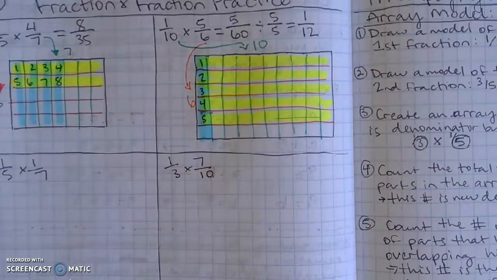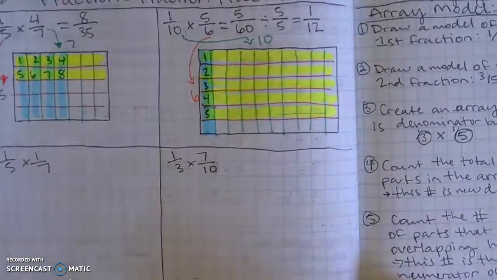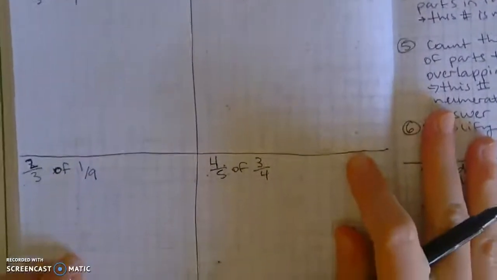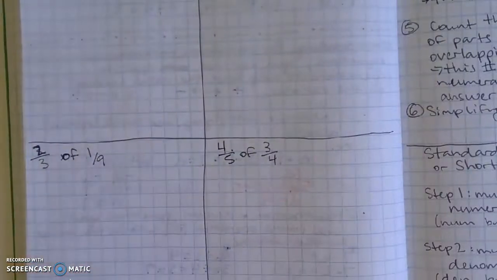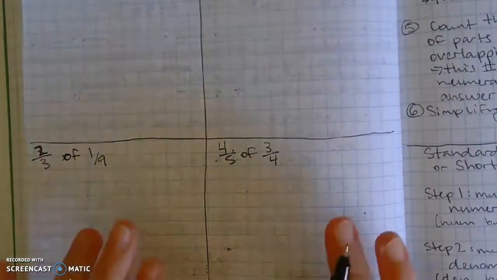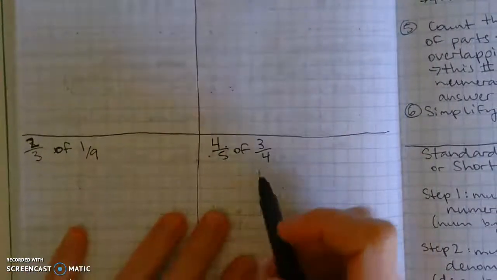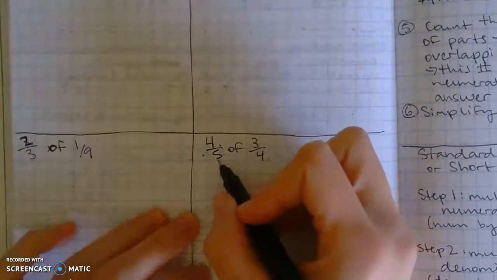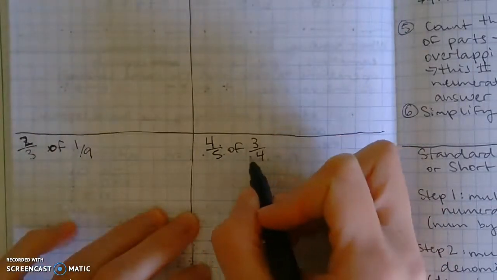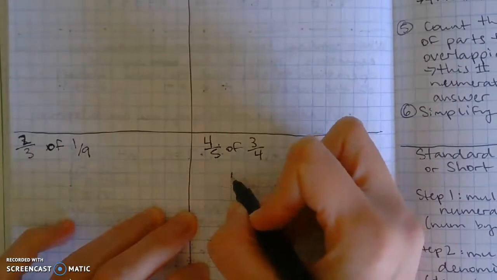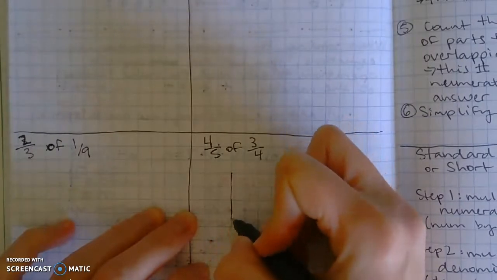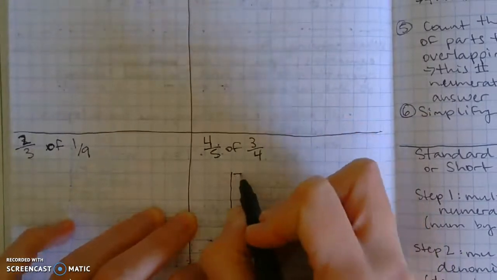I want to make sure we have enough time. I'm going to do one of these models down here using the array model because I want to show you that it's just the same thing. So 4/5. I'm going to make a 5 by 4 here. That's my denominators. 1, 2, 3, 4, 5 by 4.